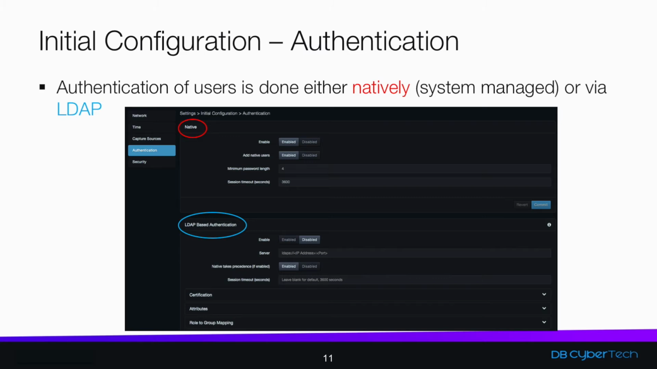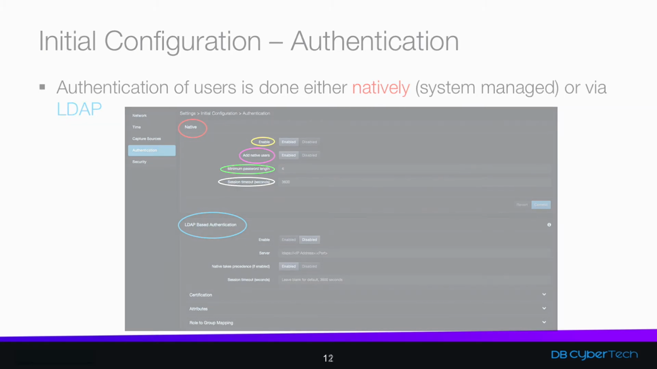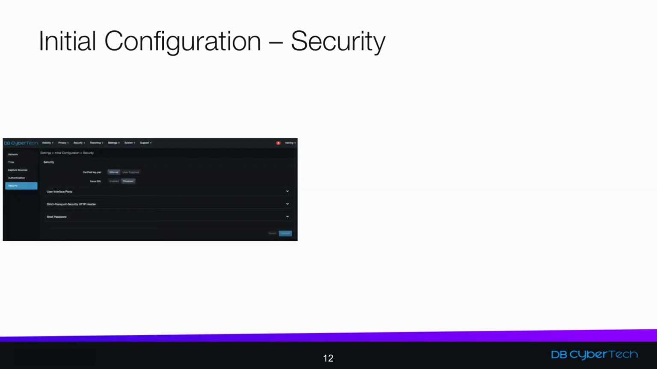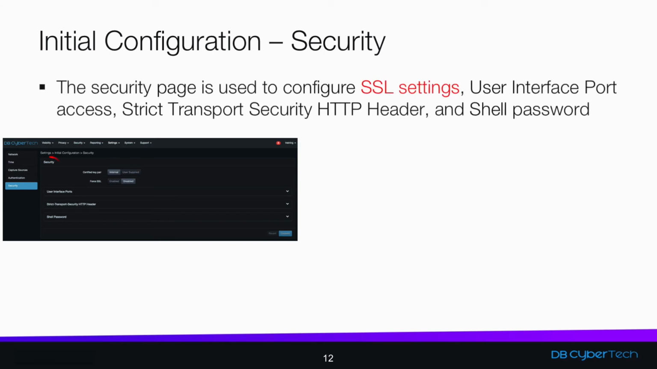For native authentication, you may decide if this functionality is enabled, if additional users may be added, the minimum password length, and the default session inactivity timeout. The next tab, Security, deals with configuring multiple settings, such as the SSL settings, user interface port access, strict transport security HTTP header, and the shell password.